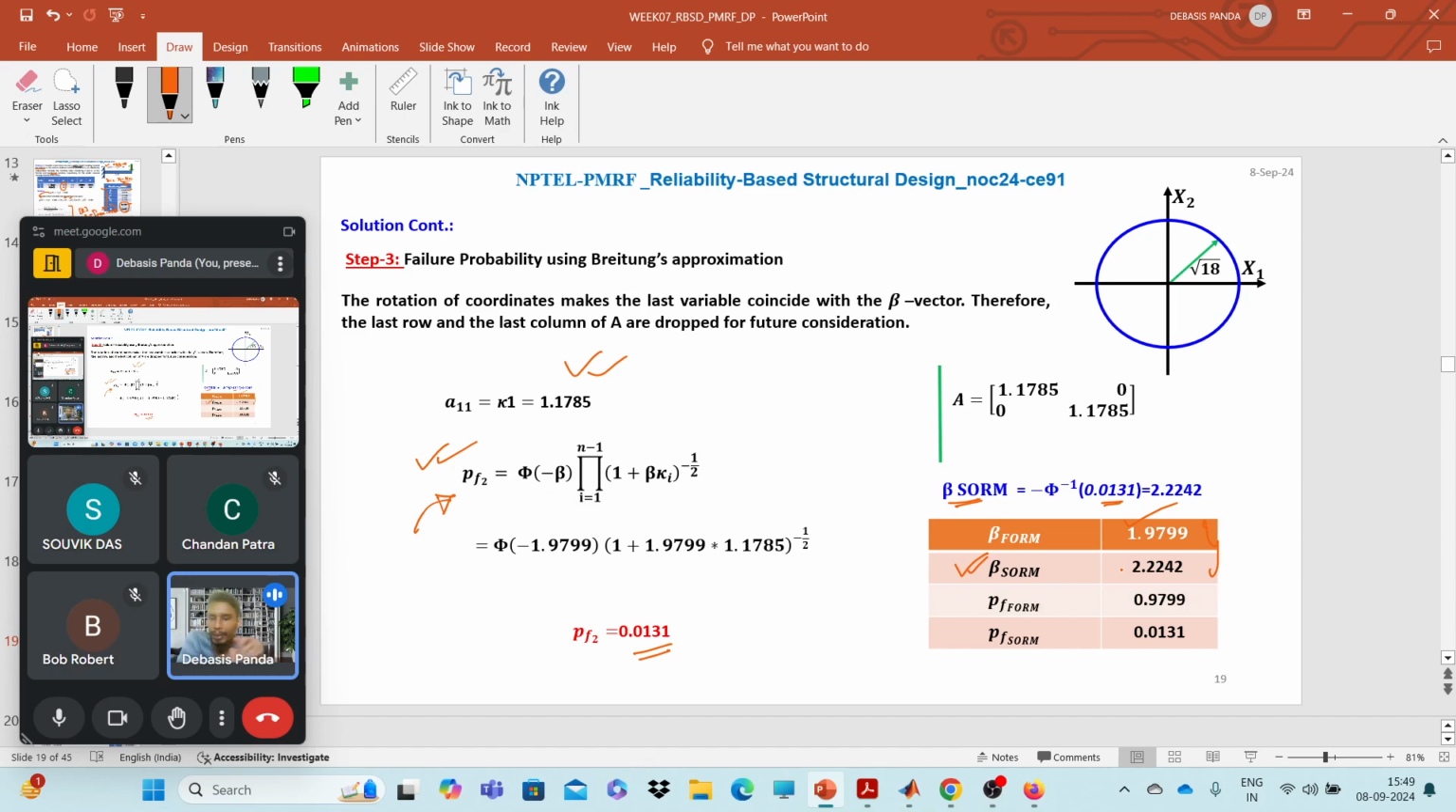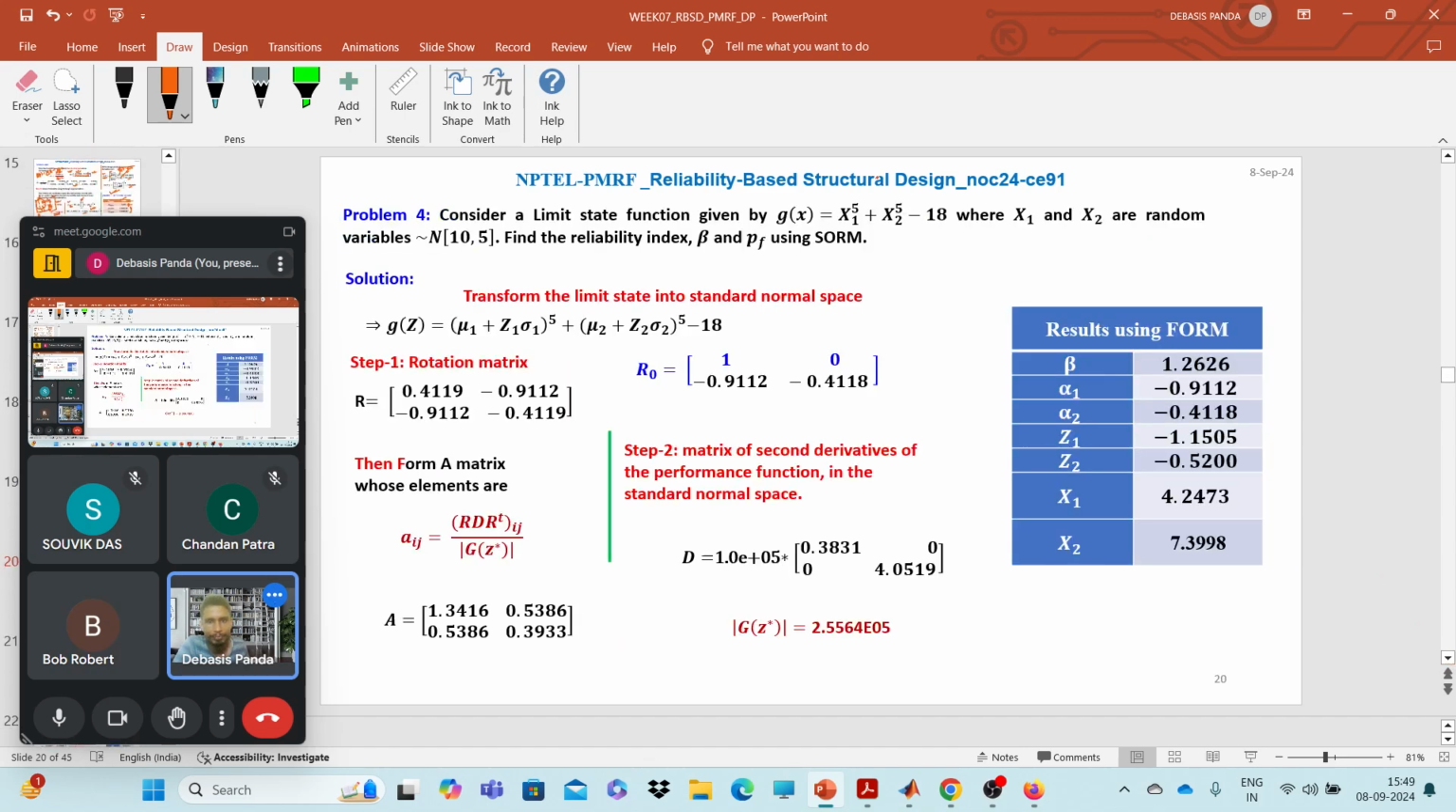We are seeing that if we increase the nonlinearities within the limit state function, we get a better result, because if we have nonlinearity, the curvature will be there, the A matrix value will be there, and obviously the result will change. Now let's see if we go for a more nonlinear limit state, like increasing the order to 5: x1 to the power 5, x2 to the power 5 minus 18. Let's see the result.